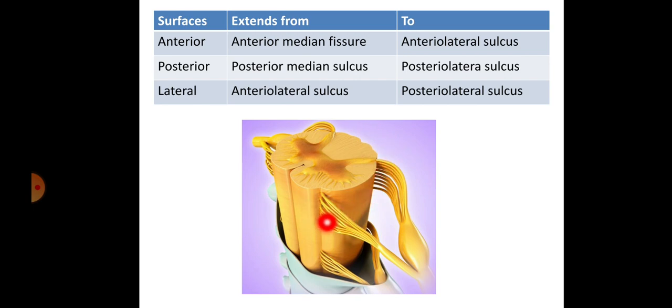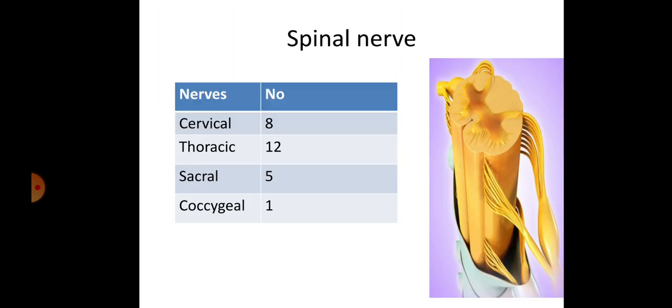The anterior surface is the surface extending from the anterior median fissure to the anterolateral sulcus. The posterior surface extends from the posterior median sulcus to the posterolateral sulcus. And the lateral surface extends from the anterolateral sulcus to the posterolateral sulcus. Anterior surface, lateral surface and posterior surface. So these are the surfaces of the spinal cord.